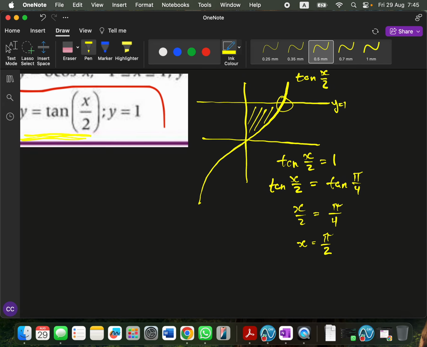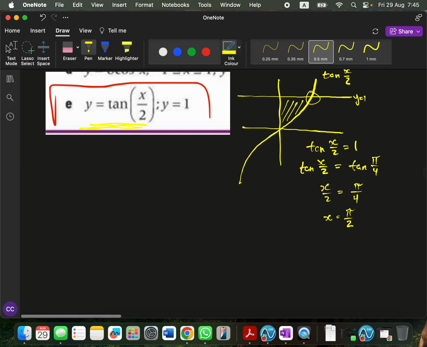So what that means is that what we are being asked to find is the integral from 0 to pi over 2 of the upper function, which is y equals 1, minus the lower function, which is my tangent function. So that's what this problem comes down to. Now, I'm going to split my integral just because I don't have anything that's below the x-axis, so it makes sense for me to split the integral.